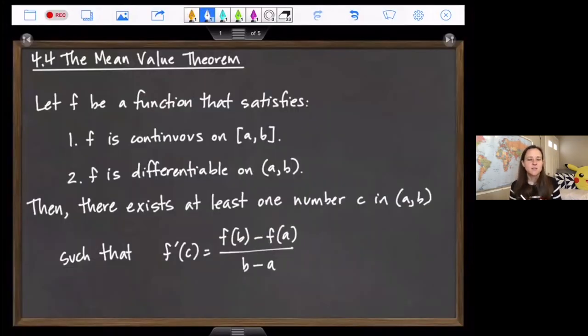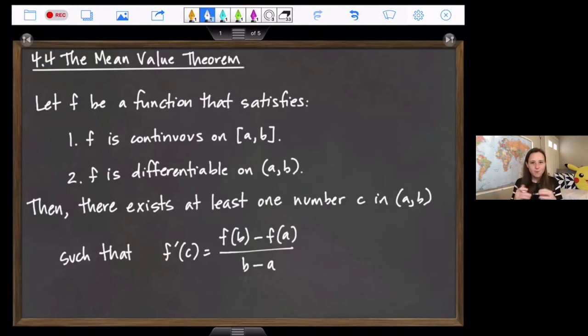So now that we've been through some examples on Desmos, hopefully this will make more sense when we read it. So we have, let f be a function that satisfies 2 things. These are those 2 conditions I talked about at the end. f has to be continuous on the interval A to B, and it has to be differentiable between A and B. And if those 2 things are satisfied, then there exists at least one number, possibly more. There exists at least one number C between A and B, such that f prime of C is equal to f of B minus f of A over B minus A.